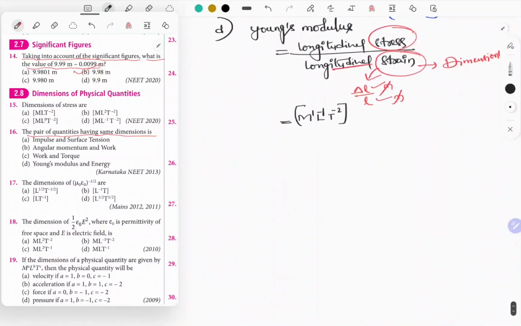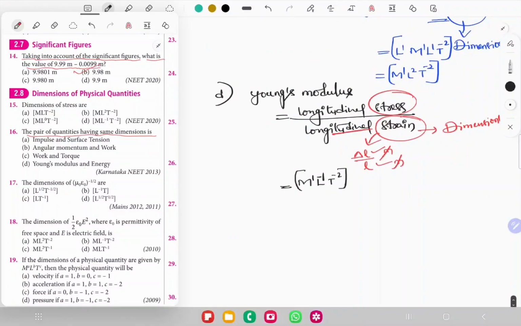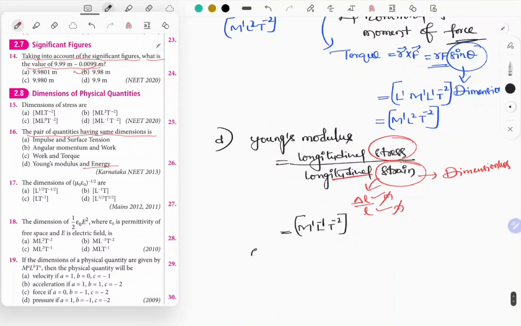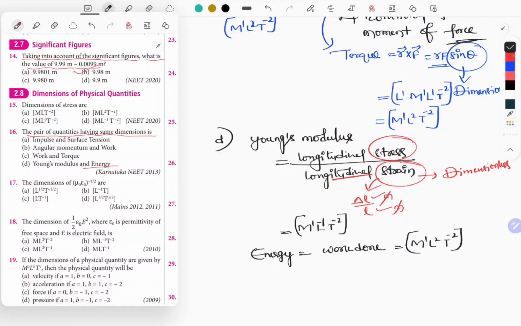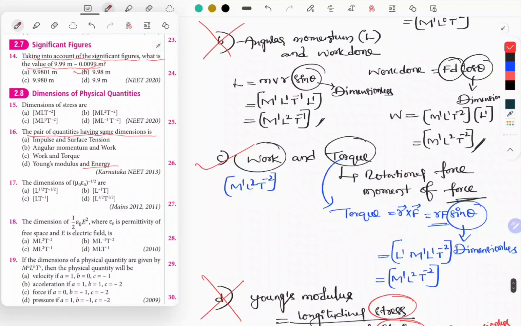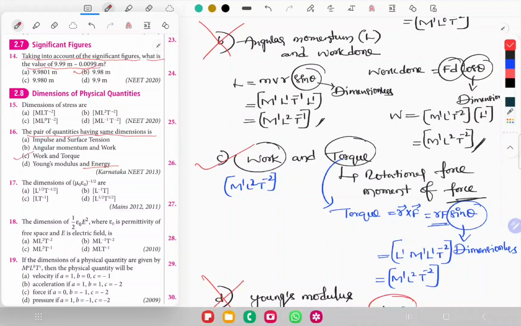Very good. Next, one more they have given, that is energy. See, energy is nothing but work done. Work done dimensional formula and energy dimensional formula are both the same, that is M power 1, L power 2, T power minus 2. Are these two dimensional formulas the same? No, they are not. So option D is also wrong. So which option is matching? Option C alone. So option C is the correct answer.